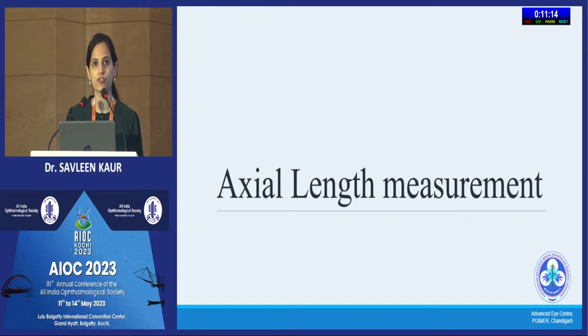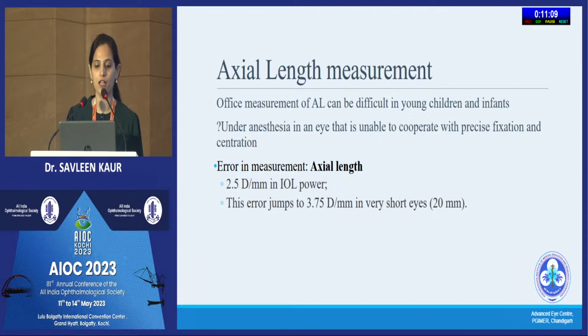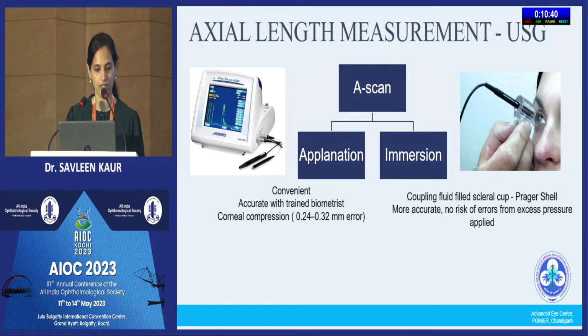For an axial length measurement in adults, you have the optical methods to do that, and they are the gold standard. But office measurement of axial length in children can be very difficult because of their inability to fixate. You can do the axial length measurement under anesthesia, but these are also coupled with the uncooperativeness and lack of precise fixation under anesthesia. The errors in measurement of axial length contribute a lot to the intraocular lens power error, 2.5 diopter per 1 mm as we are conventionally taught, and this error jumps to around 3.75 diopter for every 1 mm error in axial length that we encounter.